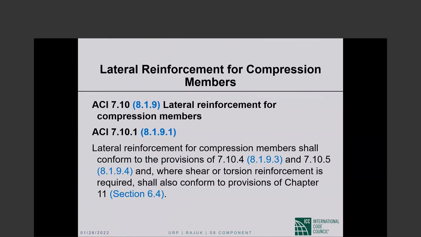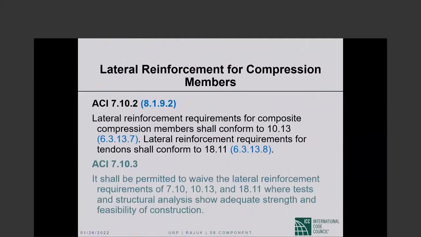Lateral reinforcement for compression members. This is highly important stuff that we use every day. Okay, so this is column transverse reinforcement. Lateral reinforcement for compression members shall conform to provisions of section such and such. Where shear or torsion reinforcement is required, it shall also conform to those provisions. So the transverse reinforcement in a column shall also resist shear and torsion. So the requirements of chapter 11 shall apply. Those requirements we will have to satisfy, and in addition, there are requirements here for transverse reinforcement in a column.